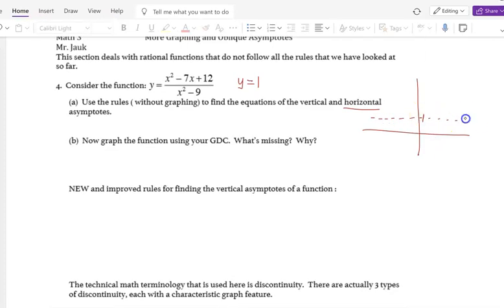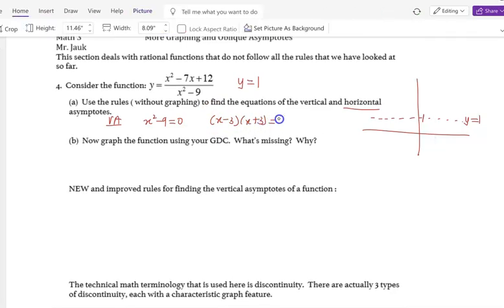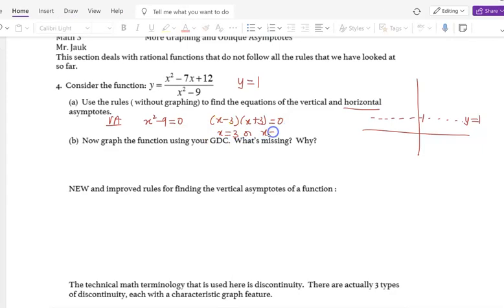To write down the vertical asymptote, you make the denominator equal to 0. So x squared minus 9 is equal to 0. Now there are two ways of doing it. You can factorize it. This is your x minus 3, x plus 3 is equal to 0. So x is equal to 3 or x is equal to minus 3. Because there are two asymptotes, you'll miss out one totally.